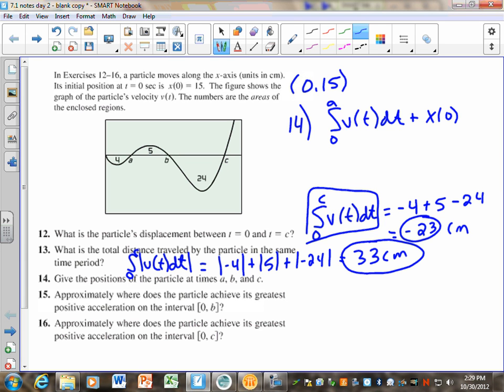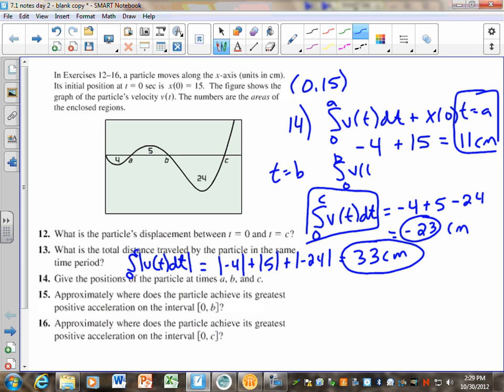And again, good practice to write it like that, but now we're just going to plug the values in. From 0 to a, that's just the area under that curve, which is -4, plus the initial value, which is 15. So that means the new position at a seconds is 11 centimeters. So that's at t equals a. And you should be able to go back and do b and c now, right? I'll kind of get you set up on part b, for t equals b seconds. We're going to go from 0 to b of the velocity function plus the initial value.